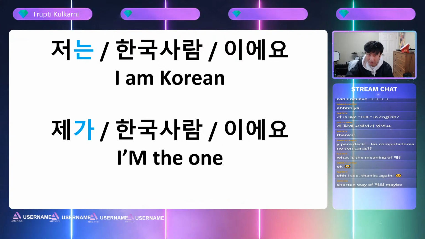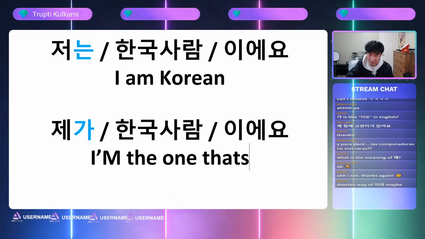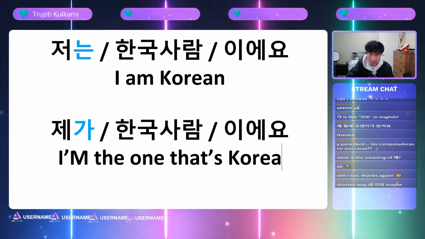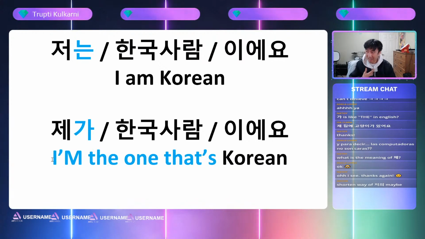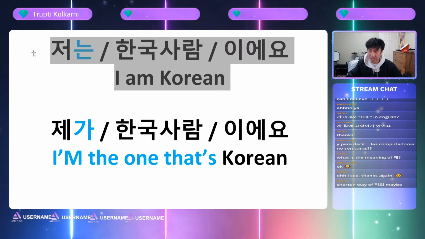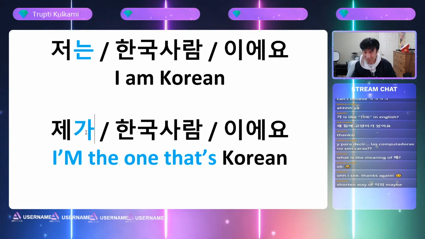I'm the one that's Korean. So this whole ka thing, it has this meaning of like, I am the one that's Korean, not anyone else. Me specifically. Specifically, I am Korean. Like maybe there's many people in the room and just me, I'm Korean. This is like, oh yeah, I'm Korean, yeah. But this one's like, no, I'm Korean. I'm the one that's Korean. So it's like more specifically targeted towards you.